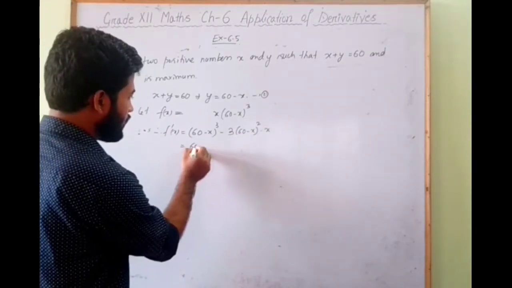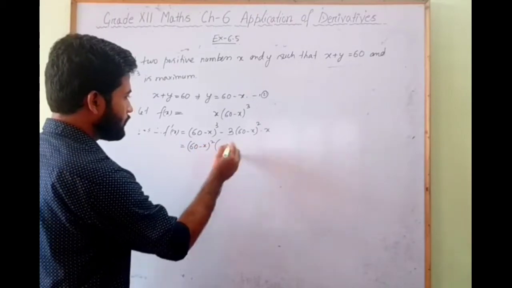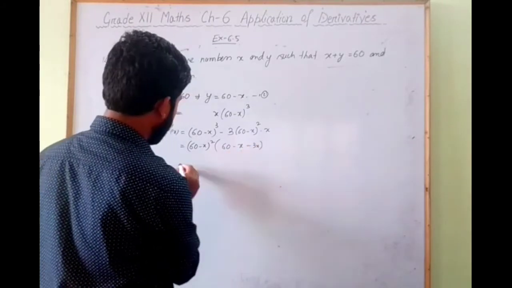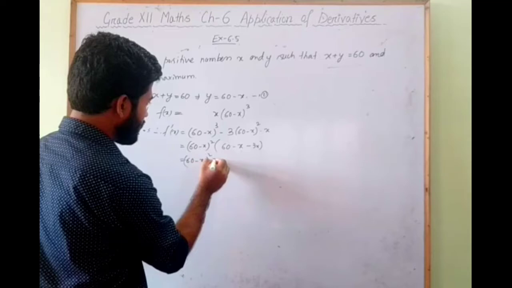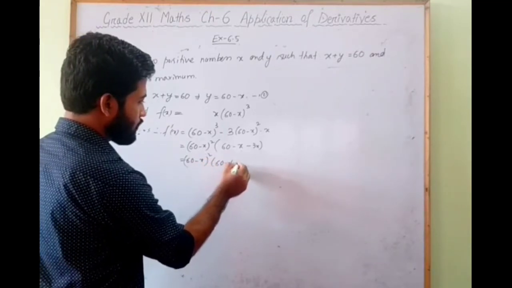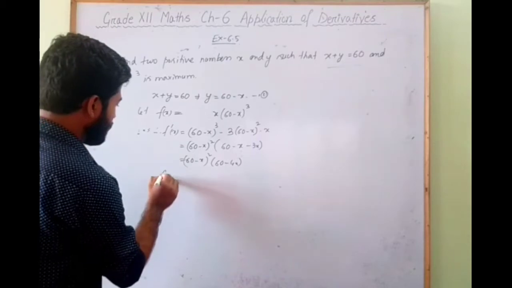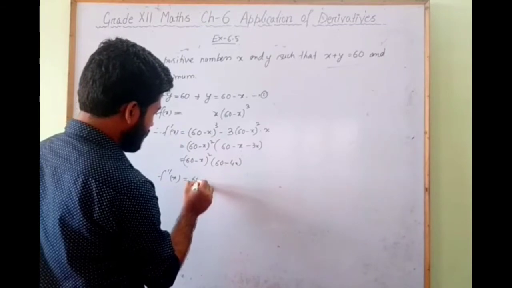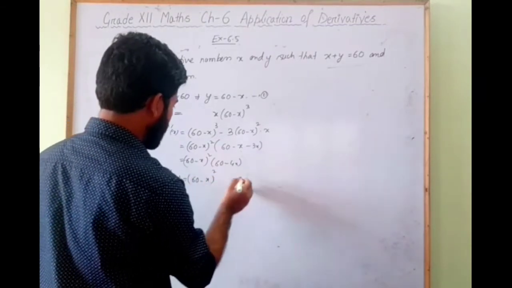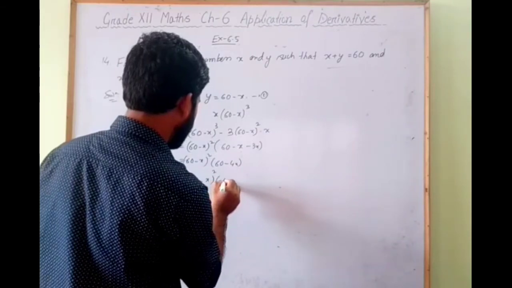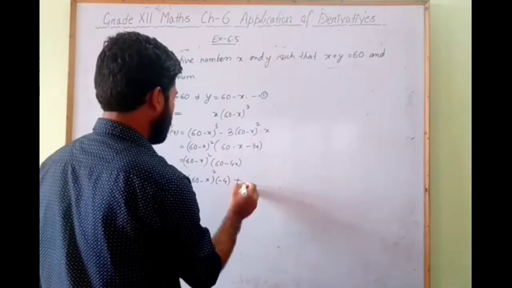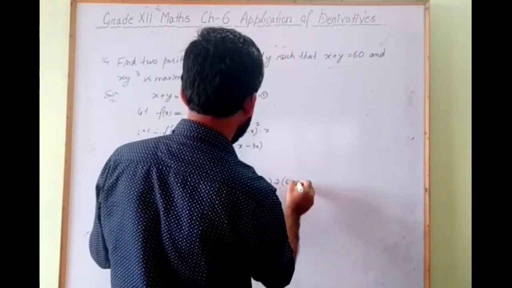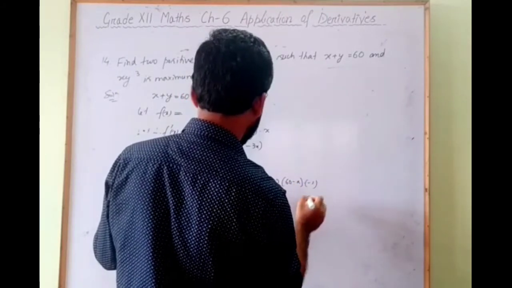From there, I can take 60 minus x whole square common. So I shall be remaining with 60 minus x minus thrice x. So this will give us 60 minus x whole square, and here we shall have 60 minus 4x. Fine. Then let us find the second derivative. It will be first function, differentiate second function, so it will be minus 4 here, and plus 60 minus 4x into 2 into 60 minus x and into minus 1 here.